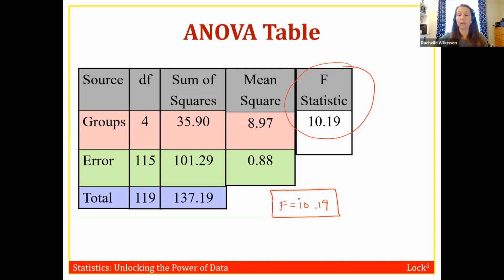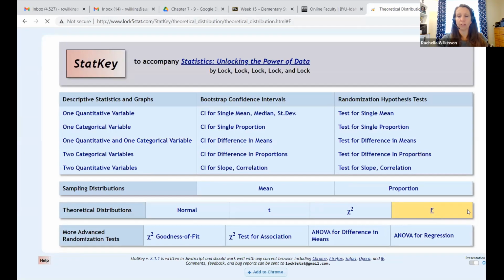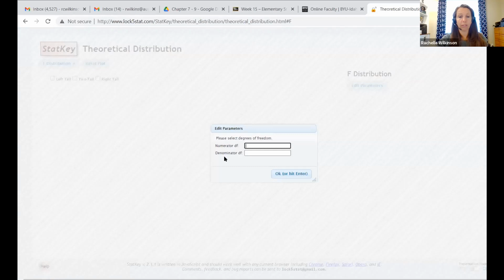All right, and the next step is going to be to use that test statistic to help us find the p-value. So we're going to find the p-value inside of StatKey. Inside of StatKey, I'm going to be looking for the theoretical F distribution to help me find my p-value. So that's the last one over here. When you click on the theoretical F distribution, it's going to ask you for your degrees of freedom. So it asks for the numerator and denominator degrees of freedom. So I'm going to put in 4 for my numerator degrees of freedom and 115 for my denominator degrees of freedom. And I'll hit OK.